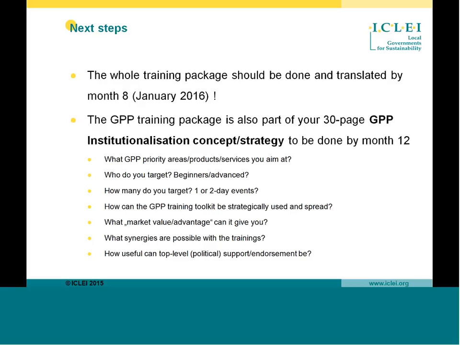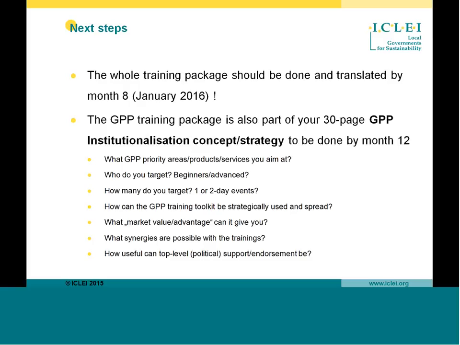Because often it's like this, you know, you give a training, there's a lot of excitement, and then it all vanishes. So it's really important to think already what can be a strategy. I wrote some questions that could go through your mind. What priority areas are there on GPP at local, regional, or national level? What products are on the market? What services are mostly focused? What are municipalities around you typically purchasing?